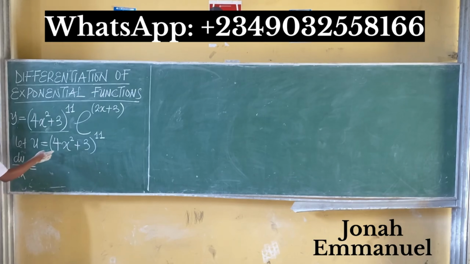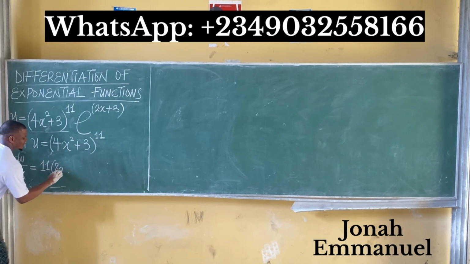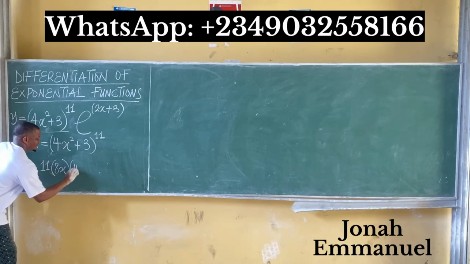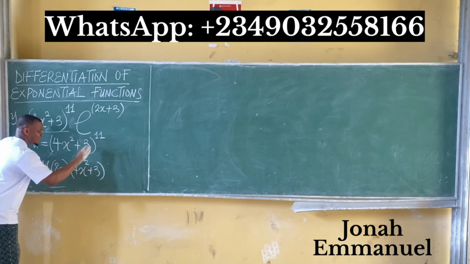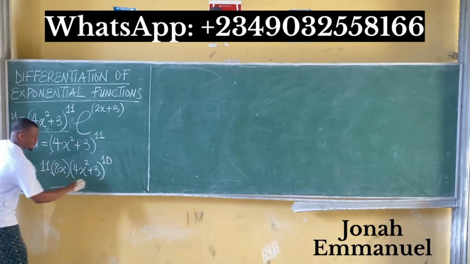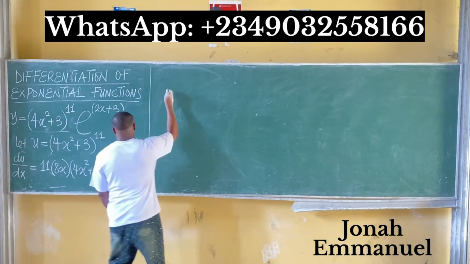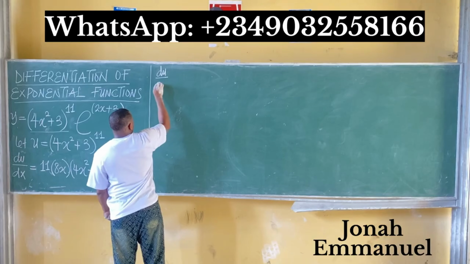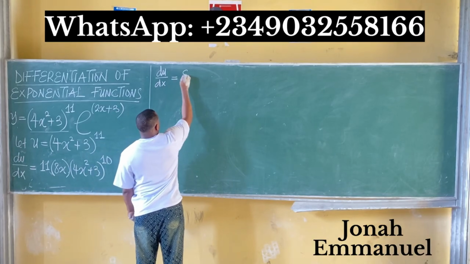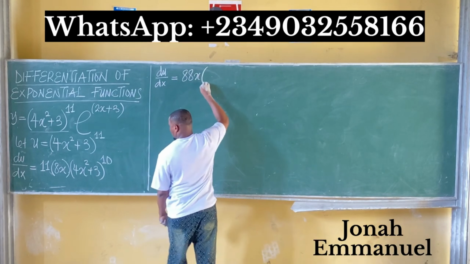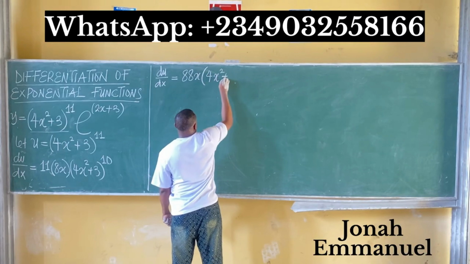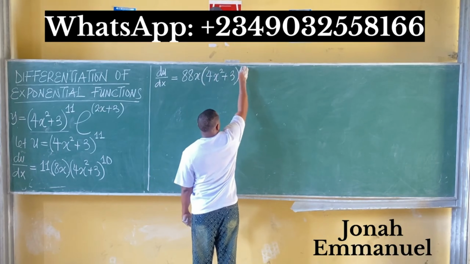In getting du dx here, which method do you think I would use? Chain rule. So let's use the chain rule shortcut. Write the power, differentiate what is in the bracket, repeat the term, subtract 1. So du dx is equal to 88x into 4x squared plus 2 to the power 10.